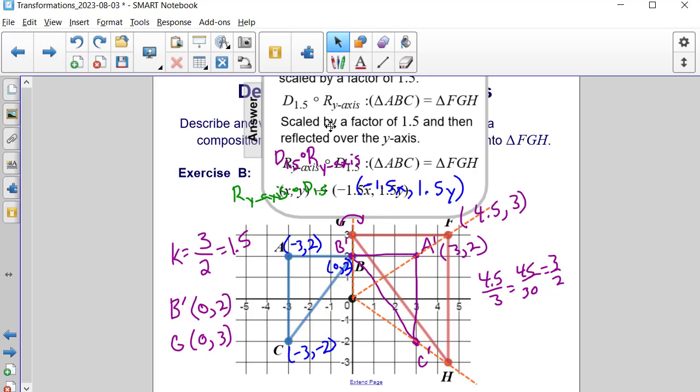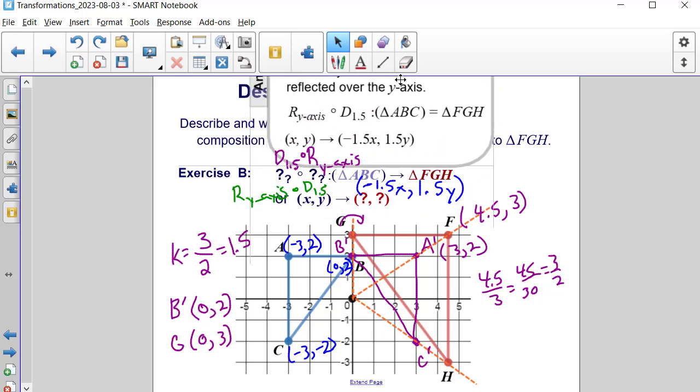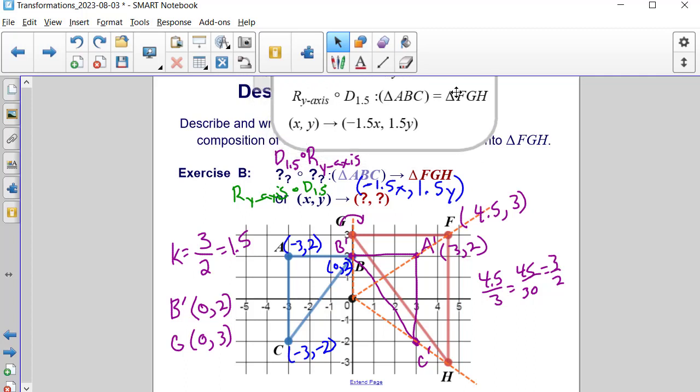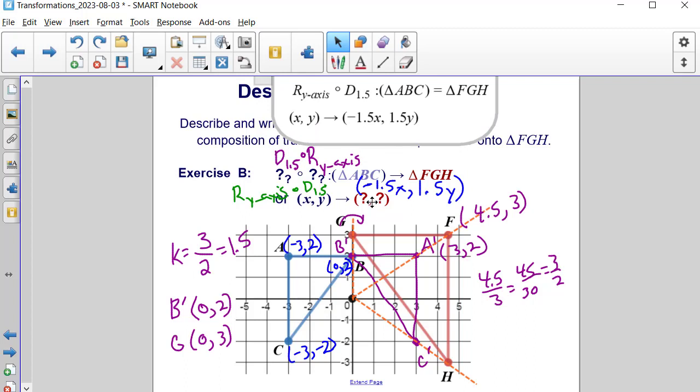And again, as stated, you could have also scaled by a factor of 1.5 first and then reflected it over the y-axis. And the symbolic notation for that is the reflection across the y-axis after the dilation with a scale factor of 1.5 of triangle ABC is equal to triangle FGH. And in the symbolic notation, we did get that x comma y maps to -1.5x comma 1.5y.